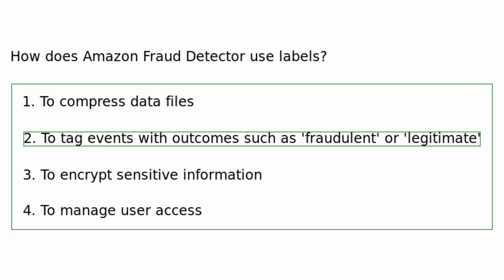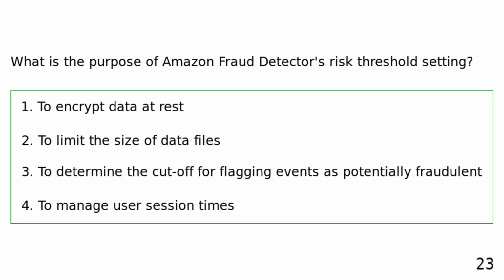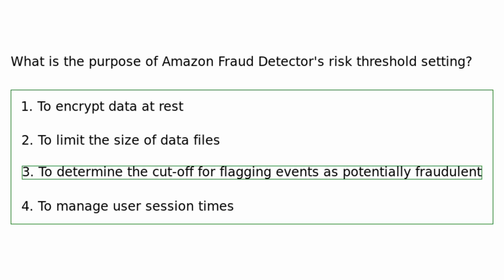What is the purpose of Amazon Fraud Detector's risk threshold setting? To encrypt data at rest. To limit the size of data files. To determine the cutoff for flagging events as potentially fraudulent. To manage user session times. The purpose of the risk threshold setting in Amazon Fraud Detector is to determine the cutoff point for flagging events as potentially fraudulent.